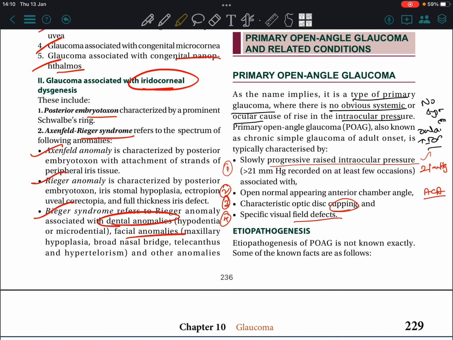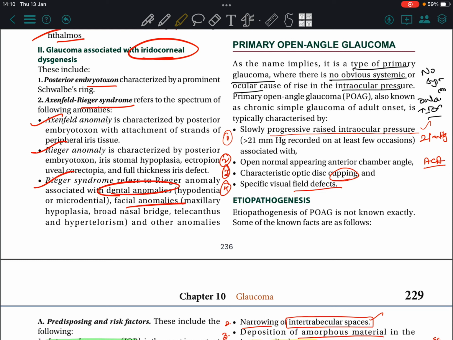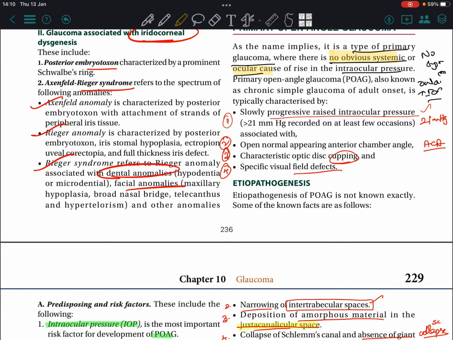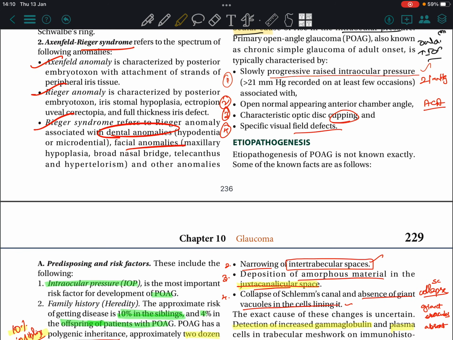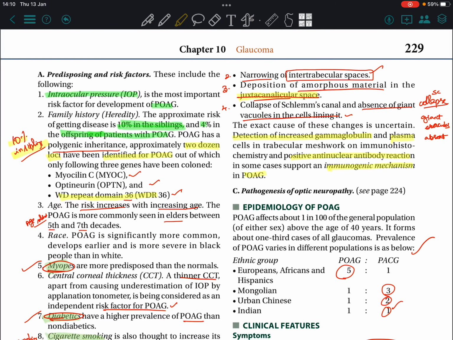Primary open angle glaucoma is primary glaucoma where no obvious systemic or ocular cause of rise in intraocular pressure is seen. It is characterized by slow progressive rise in intraocular pressure, an open, normal appearing anterior chamber, characteristic optic disc cupping, and specific visual field defects. The rise in intraocular pressure is greater than 20 mm Hg, occurring on at least a few occasions.